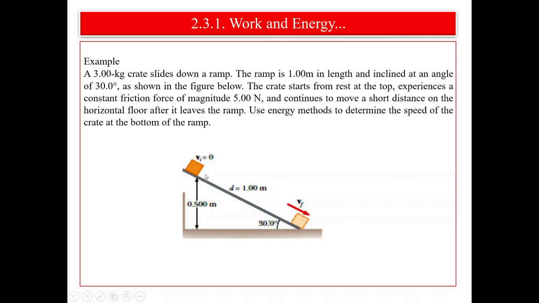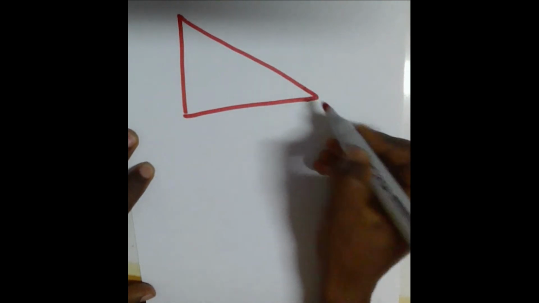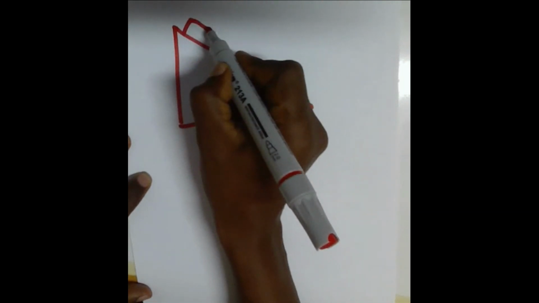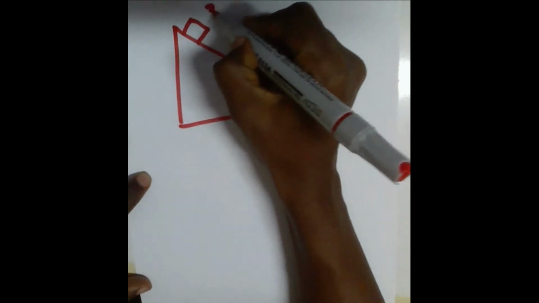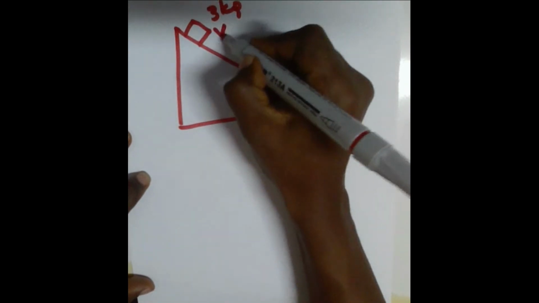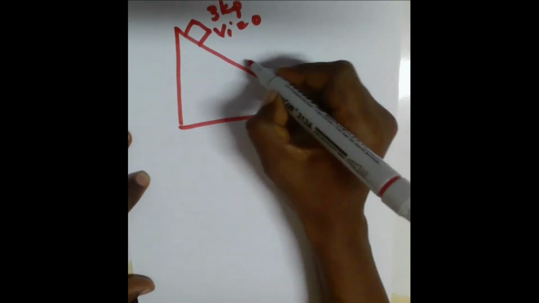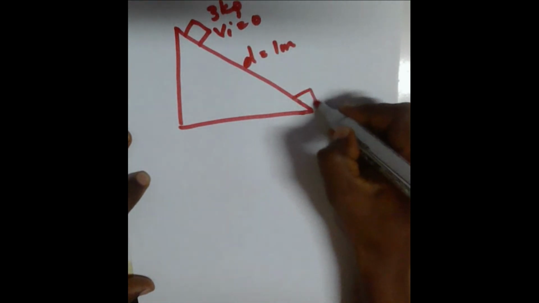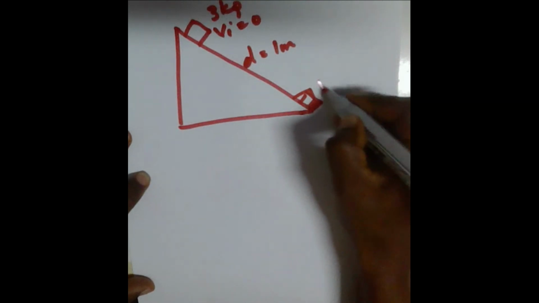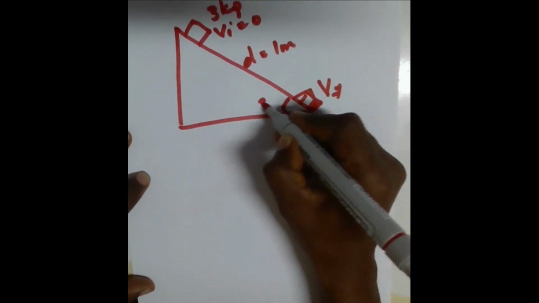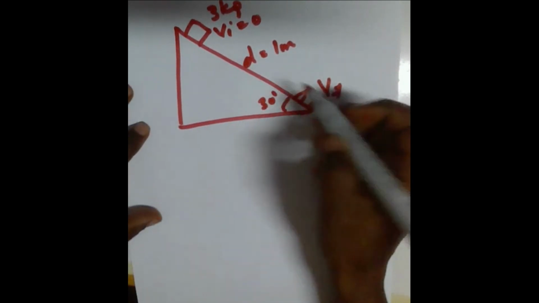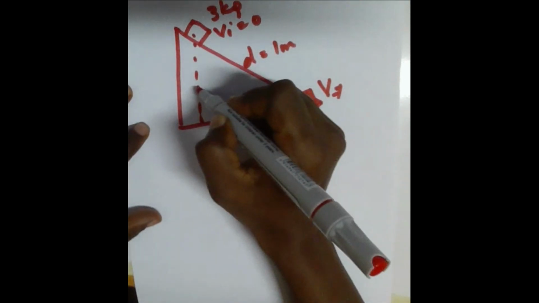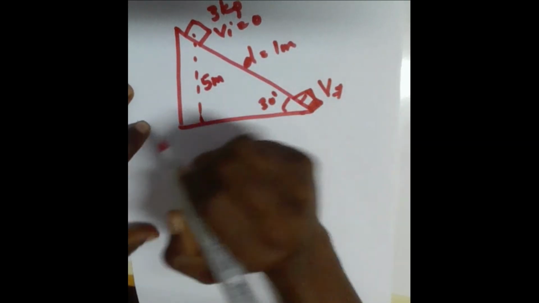Okay, let's use paper for the inclined plane. So we have this mass, which is 3 kilogram. V initial, as I told you before, is 0. The ramp distance is 1 meter, and we need to get the V final. This is 30 degrees, and from the center of mass to here is 5 meter.